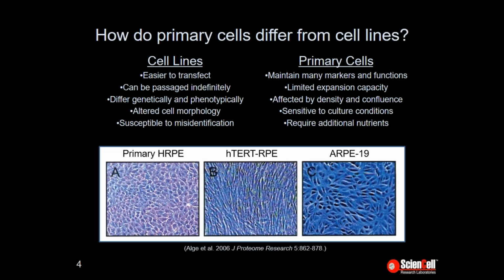To illustrate how primary cells can differ from cell lines, here are images highlighting the morphology differences between primary retinal pigment epithelial cells and retinal pigment epithelial cell lines. As you can see, all three of these cultures look very different morphologically. One of the cell lines even exhibits a more fibroblast-like morphology, which is shown in the middle, rather than the typical epithelial cell morphology. Because of these morphological changes, you can expect to also see many differences at the functional level.